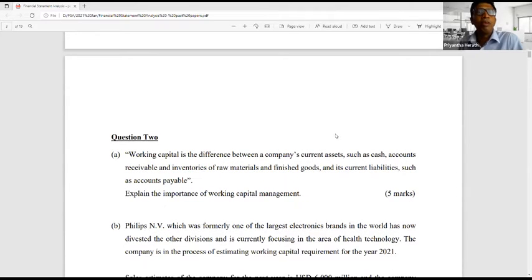Working capital is the difference between a company's current assets, such as accounts receivable and inventories of raw material and finished goods, and its current liabilities, such as accounts payable. So what working capital is, is given. Explain the importance of working capital management, and why we need to manage working capital. You need to explain the importance.